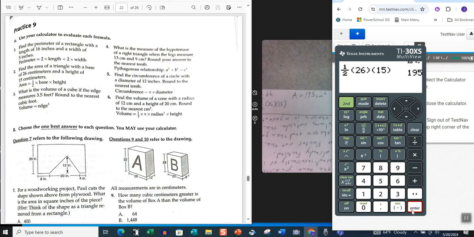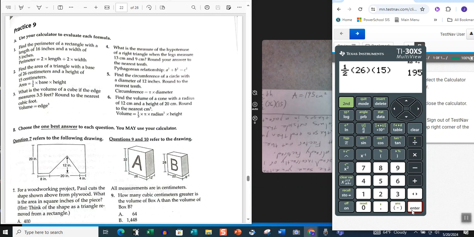Now, I'm not going to go through every one of the problems because it's basically you substituting. So I'm going to pick about two more to do here. So I'm going to do 3 and 6.